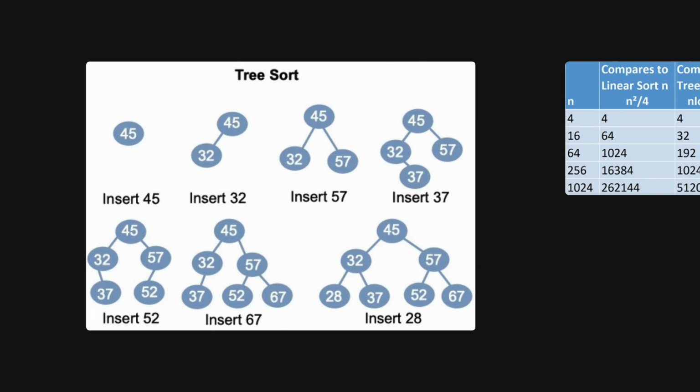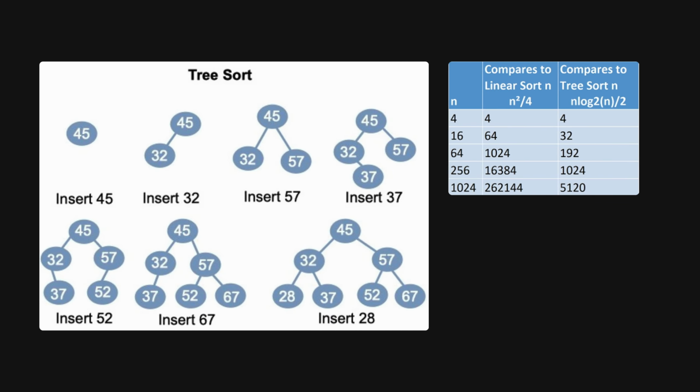Once it's in there, you just walk through the tree and pick the elements in order. It's efficient if you already know how to plant binary trees, but a bit more work than your average algorithm.